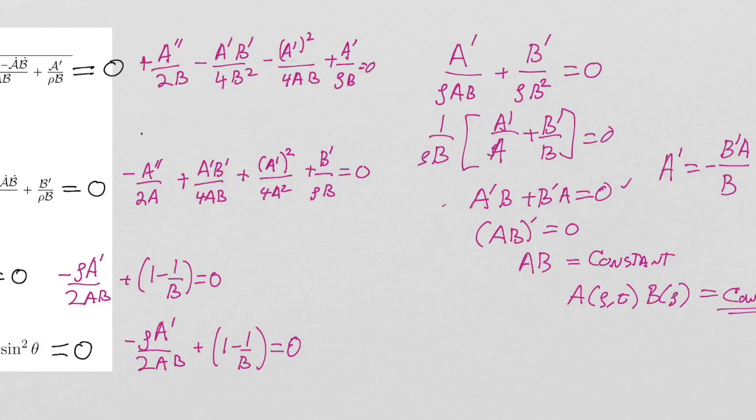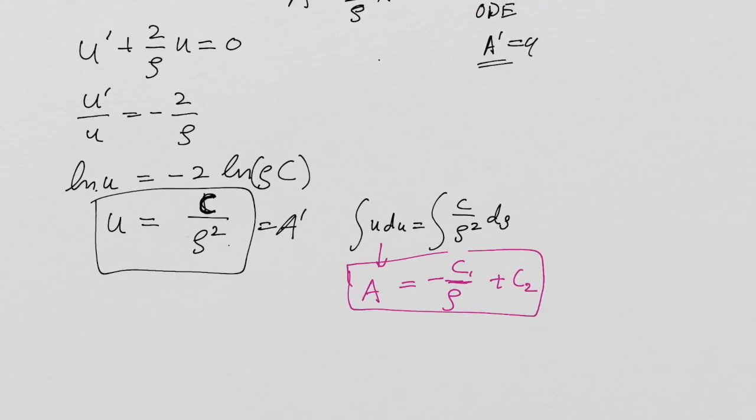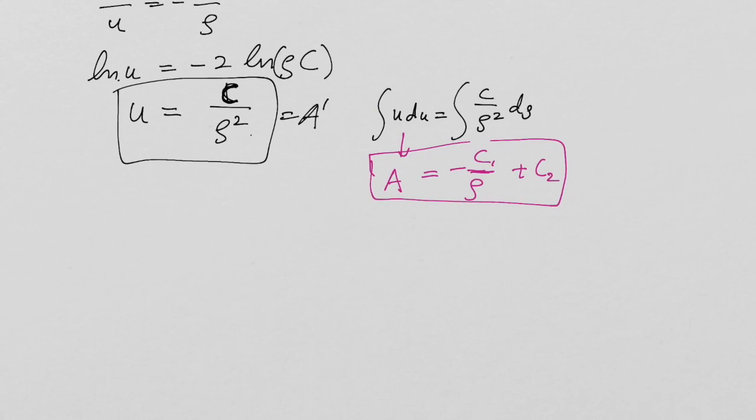Okay, but we've solved for A. We now know what A is. That's great. A is this thing right here. Well, now what is B? Well, B is not very difficult when you remember that A times B was a constant. So I'll call that constant, let's see, I need a third constant now, right? C3.